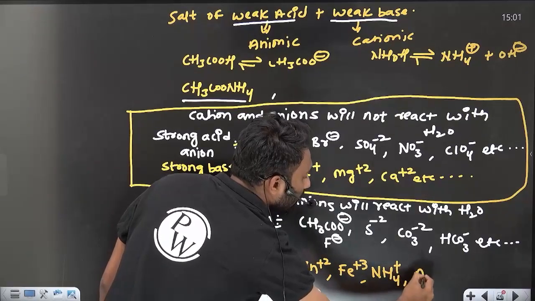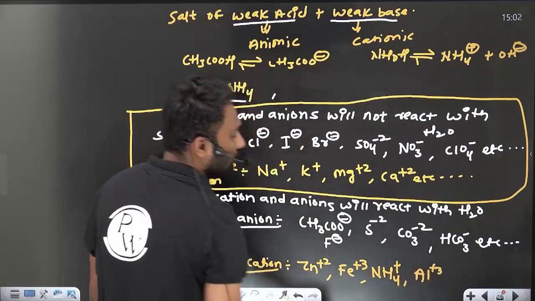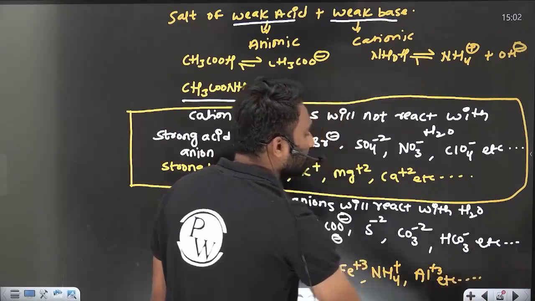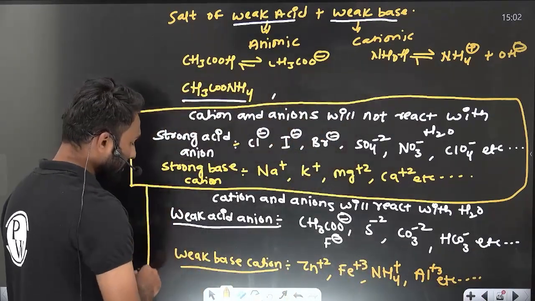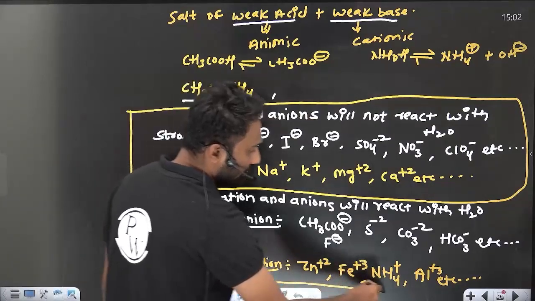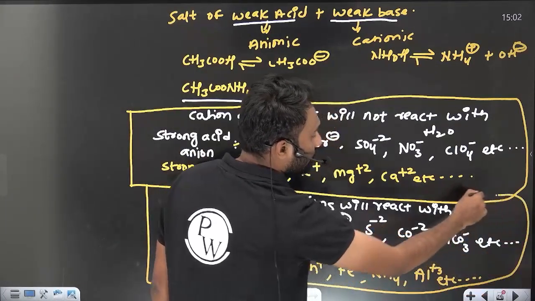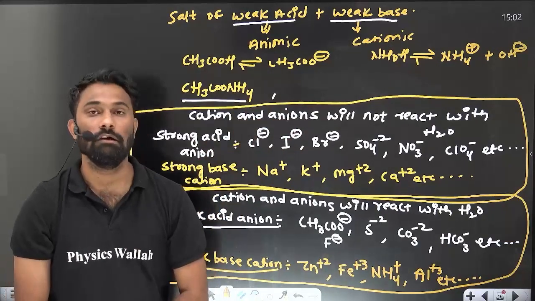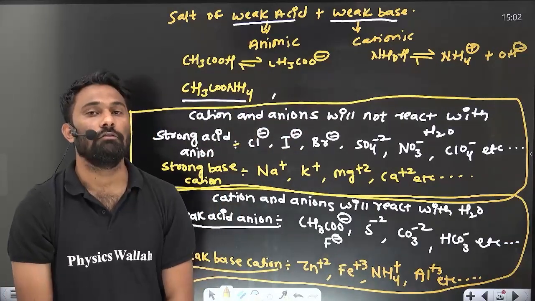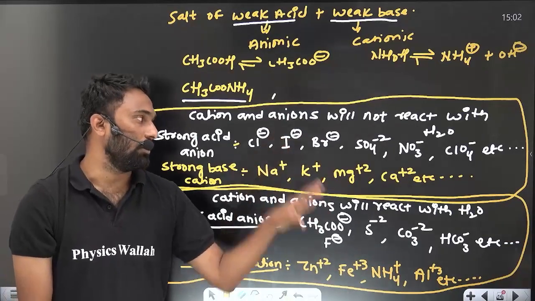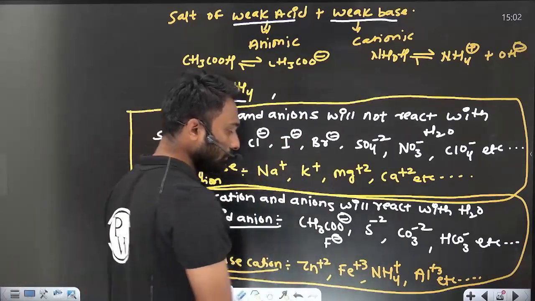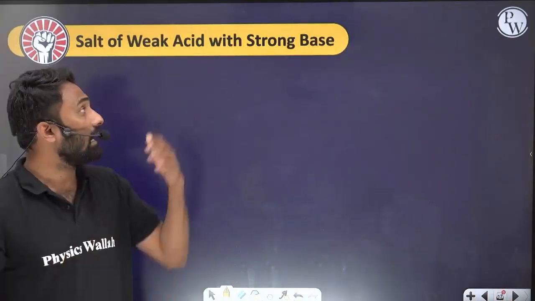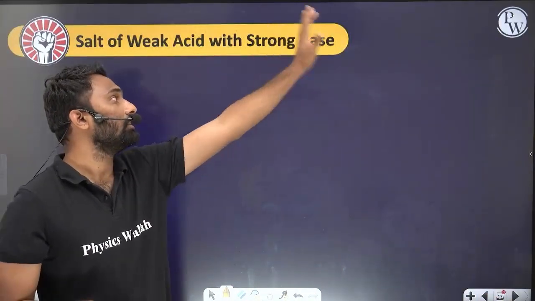Now Al plus 3, this will react with the water. Now these cations and anions will react with the water. Now these cations and anions will not react with the water. Next.